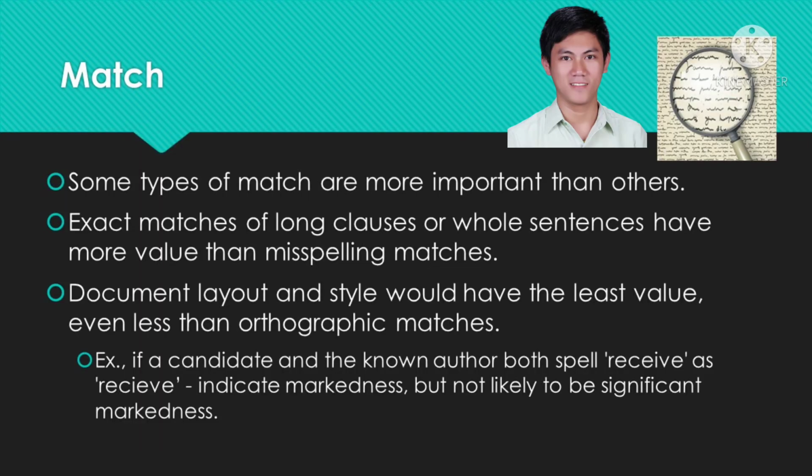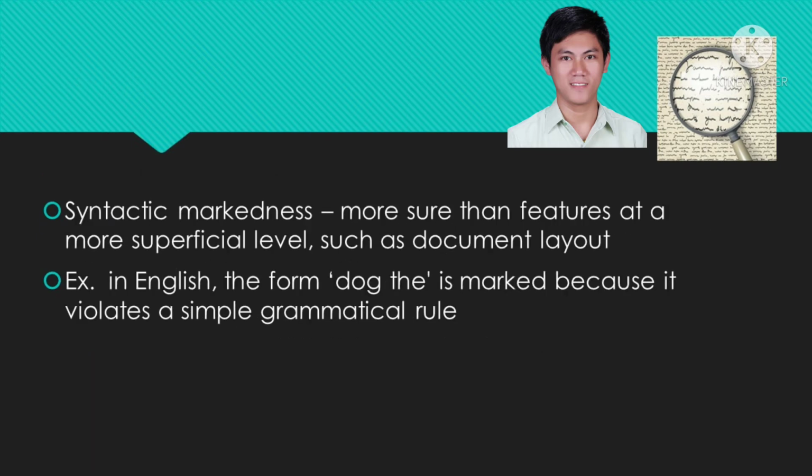Some types of match are more important than others. Thus, exact matches of long clauses or whole sentences would have more value than misspelling matches. Document layout and style would have the least value, even less than orthographic matches. For example, if a candidate and the known author both spell receive as RECIEVE, this may indicate markedness, but it is not likely to be significant markedness.